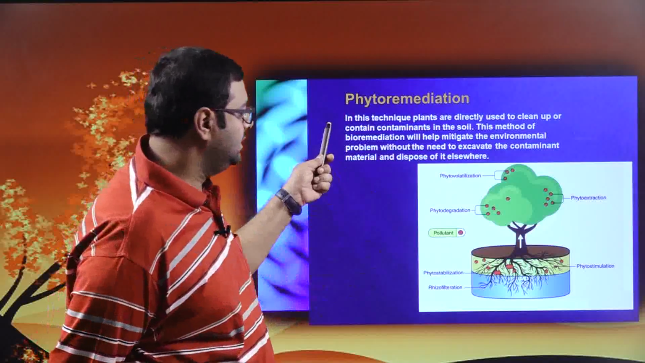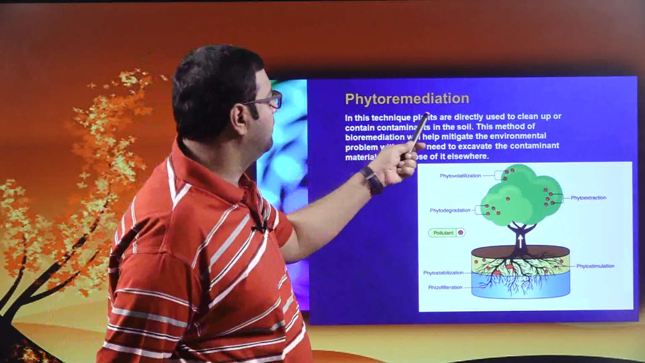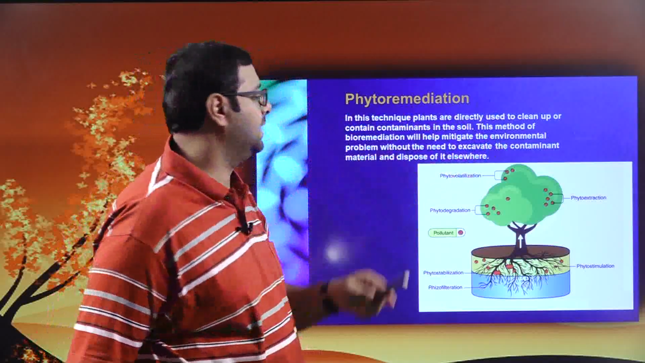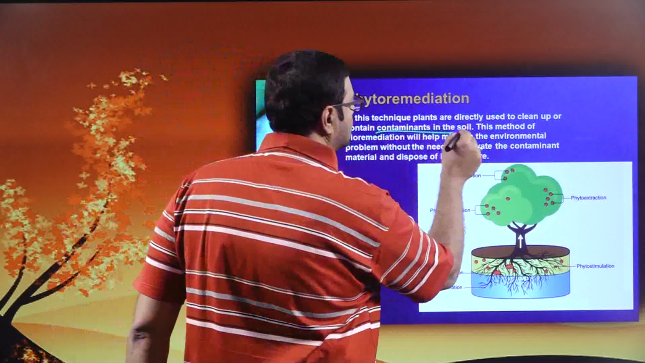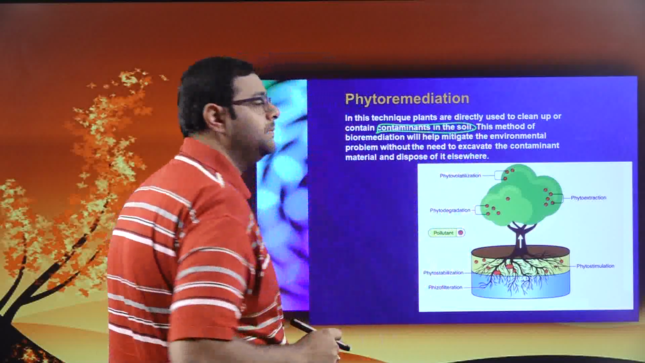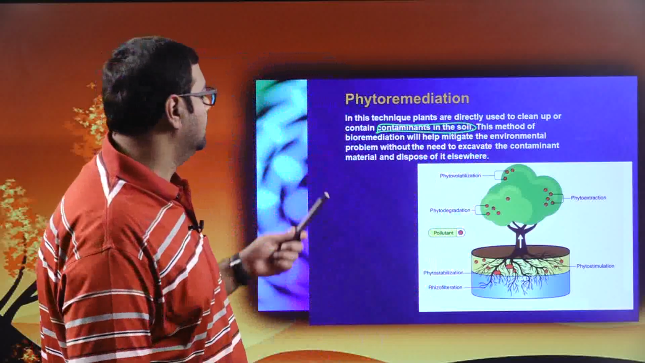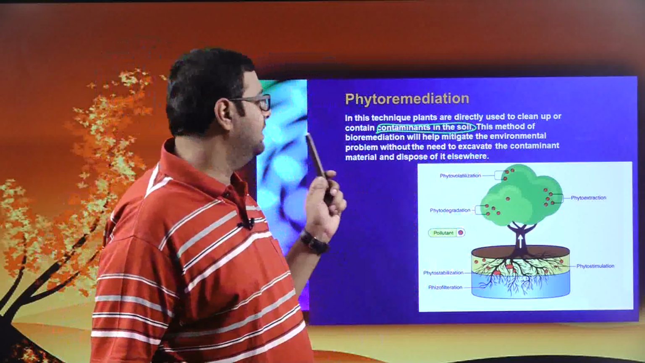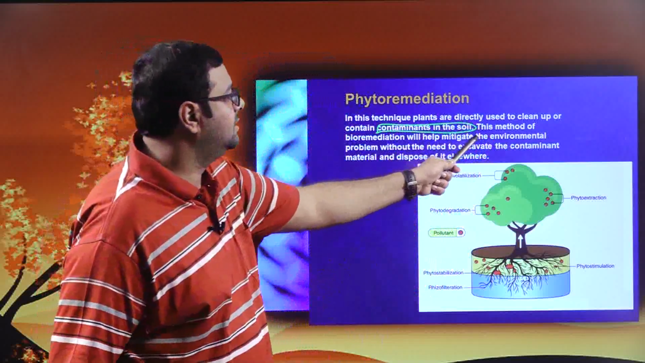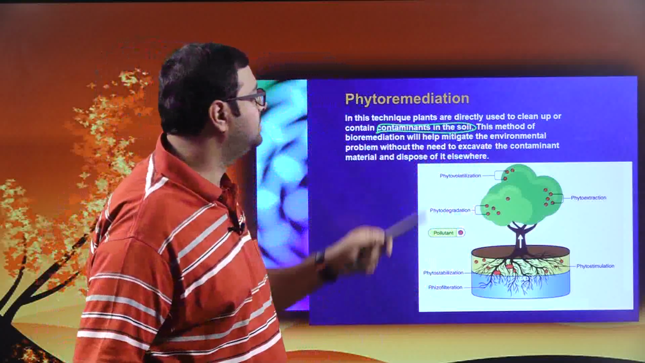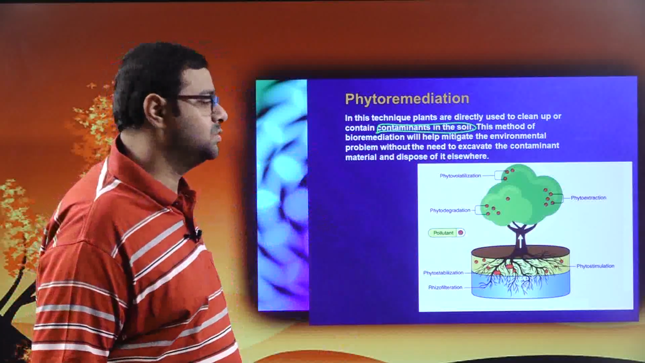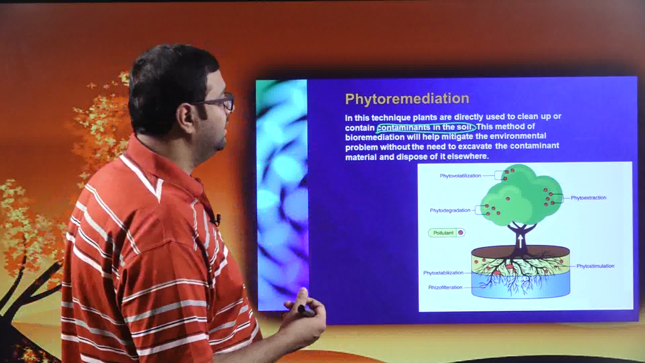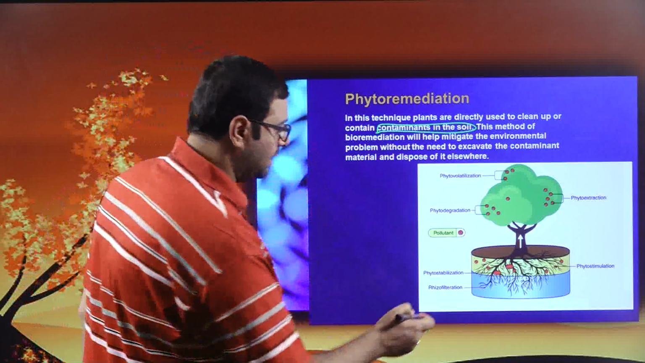Now in this technique, plants are directly used to clean up the contaminants in the soil. So plants are basically directly used to remove the contaminants in the soil. This method of bioremediation will help mitigate the environmental problem without the need to excavate the contaminant material to dispose of elsewhere. So what is happening here when you are planting the plant?